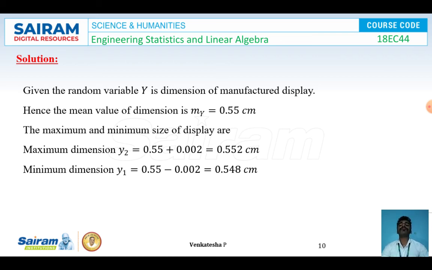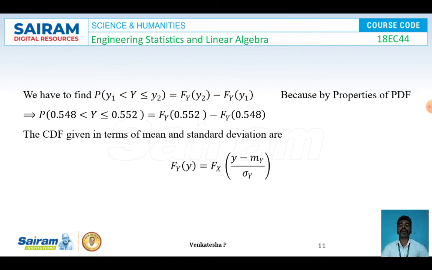Now to calculate this percentage, I am going to use the properties of the PDF. The property we have is P of y1 less than y less than or equal to y2 is given by F_Y(y2) minus F_Y(y1). This is because of the fourth property of the probability density function. In place of y1, I'll put 0.548 and in place of y2, I'm putting 0.552. So I got the expression P of 0.548 less than y less than or equal to 0.552 is equal to F_Y(0.552) minus F_Y(0.548).